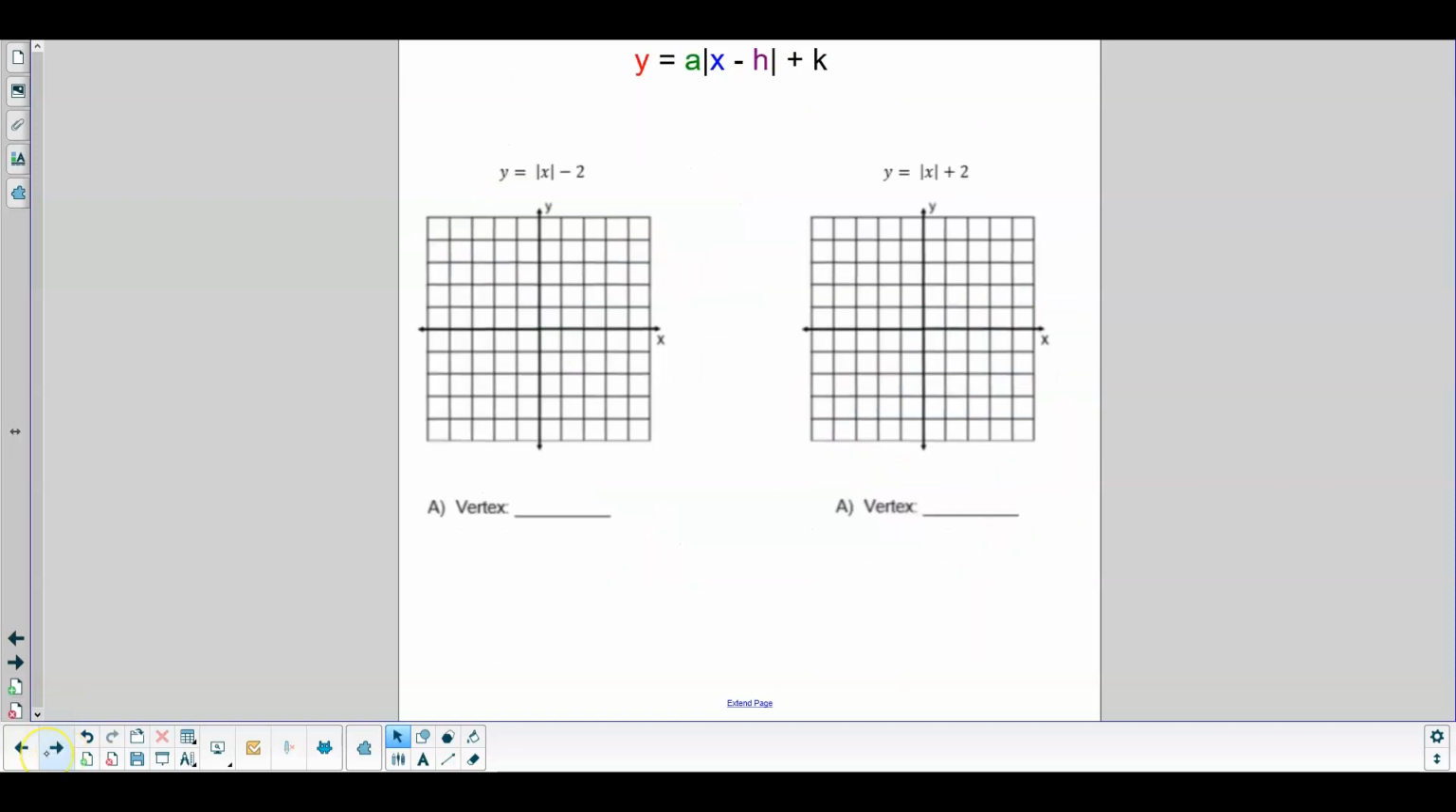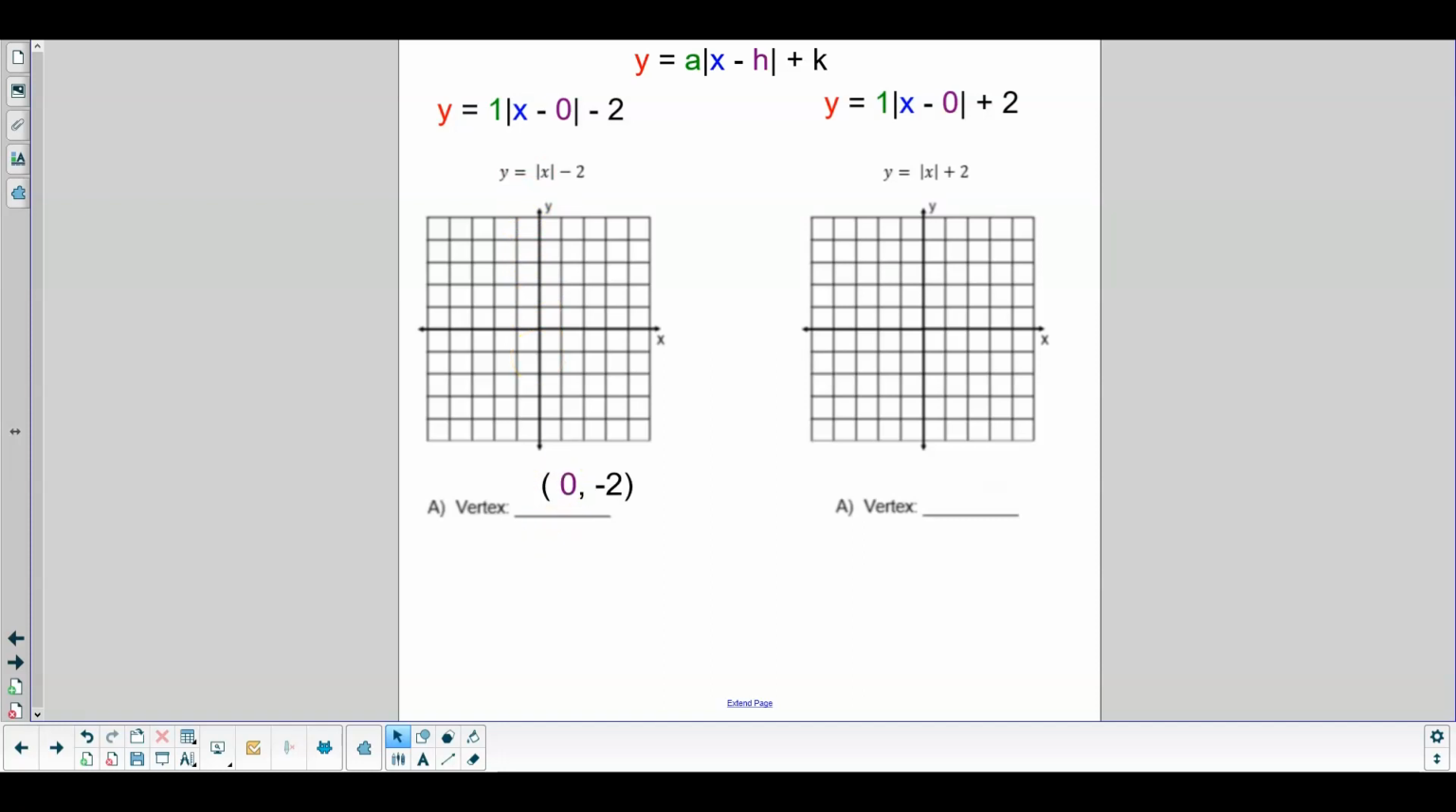Now let's take a look at some of the other ones. Whereas this one here, if you were to fill in the missing numbers, you have a 0 and a 2 for your vertex. Since there was nothing inside the absolute values, there's a 0 with the x, and then outside you already had a -2. And then notice the 1 in front. If there's not a number in front of the absolute value bars, you write a 1.